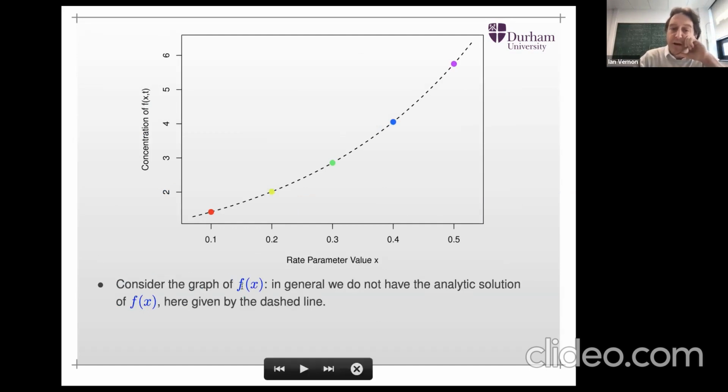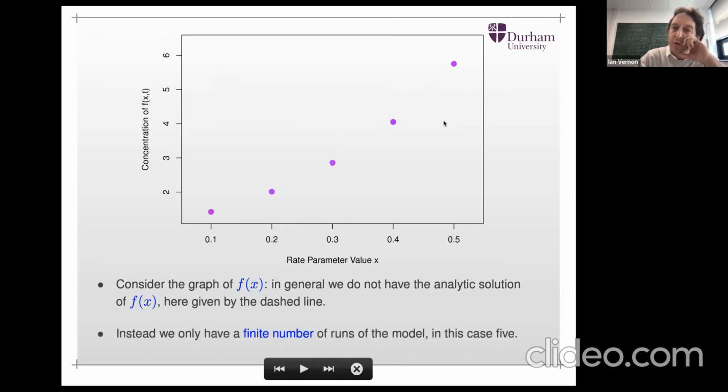So consider our graph of f of x. It's that same graph we had before, if you remember the colored 5 points, but we don't have the analytic solution, so we don't know what's going on in between these points. Instead, we only have a finite number of runs of the model, in this case 5: 1, 2, 3, 4, 5. So this is you evaluating your disease model, and it might take seconds, it might take minutes, it might take hours, depending on the model.